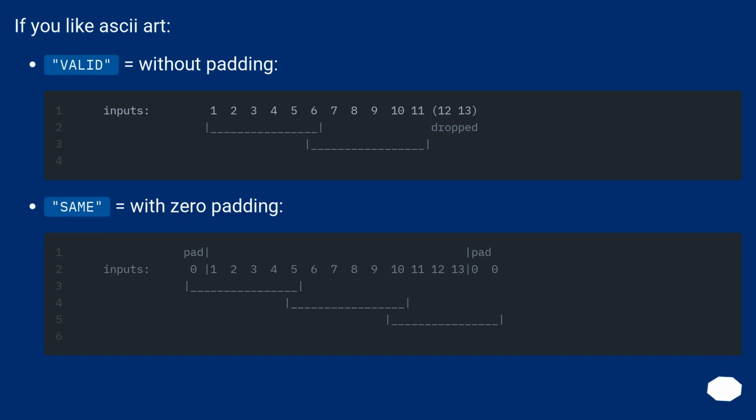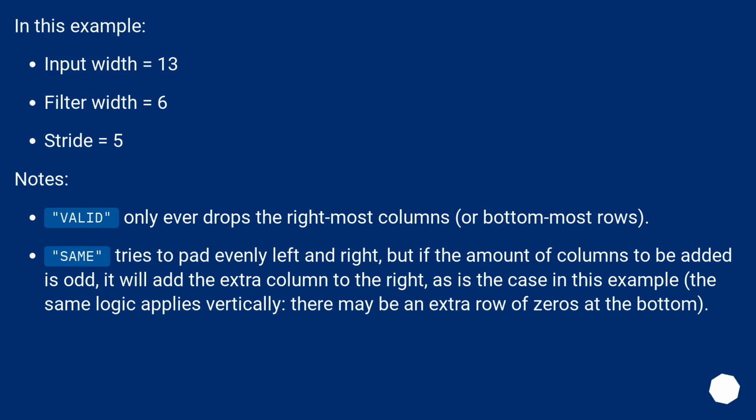If you like ASCII art, valid equals without padding. Same equals with zero padding. In this example, input width equals 13, filter width equals 6, stride equals 5.